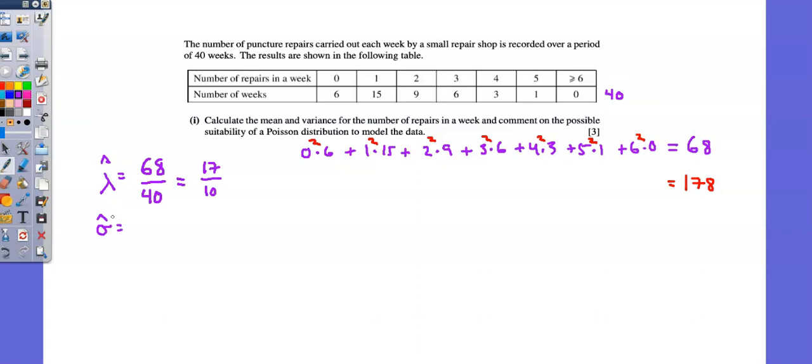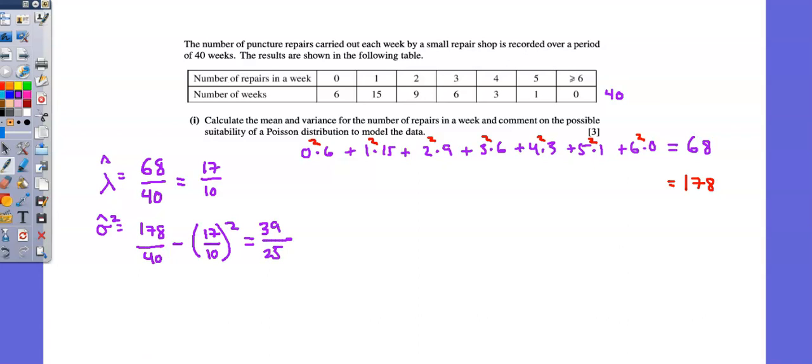And for the estimated, I have the notation for standard deviation. I want the notation for variance. There we go. I'm going to take my sum of x squared times frequency. That's the 178. Over number of weeks, 40. I will subtract the mean squared. The mean I've just calculated above, 17 over 10 squared. And this result is 39 over 25.